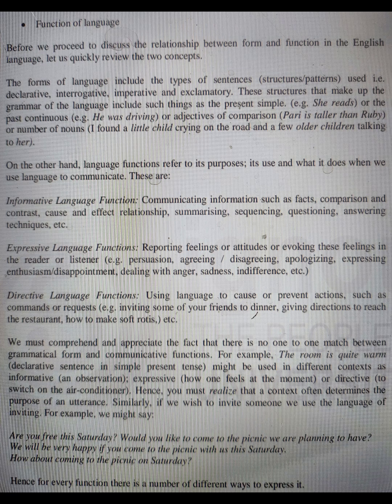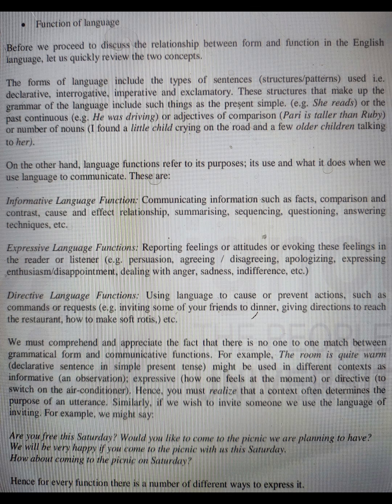two concepts. The forms of language include the types of sentences, structures, patterns used, i.e. declarative, interrogative, imperative and exclamatory. These structures that make up the grammar of the language include such things as the present simple, e.g. she reads, or the past continuous, e.g. he was driving, or adjectives of comparison, Parry is taller than Ruby, or number of nouns, I found a little child crying on the road and a few older children talking to her.